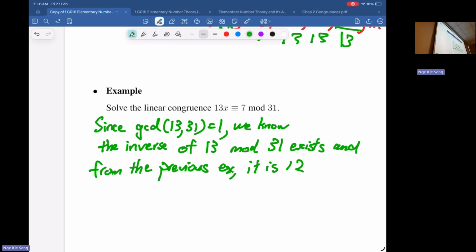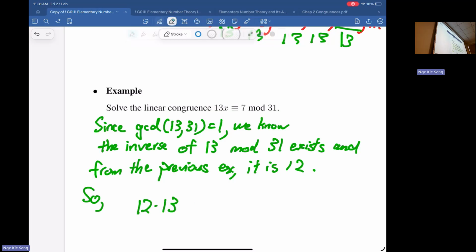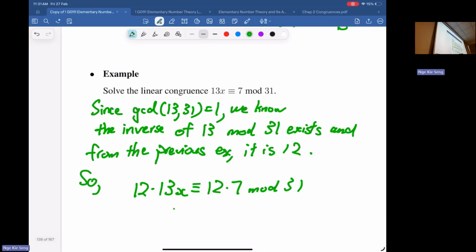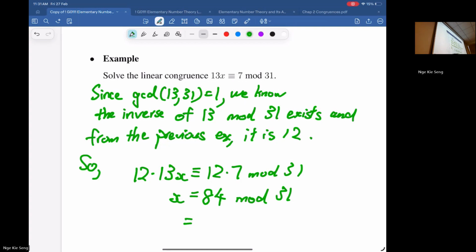So what can we do? Remember that we can just multiply 12 on both sides. Still remember, our congruence will preserve under multiplication. Why is this nice? Because these will exactly return me x on one side. So we just need to compute what's on the other side. The other side is 84. So what is 84 mod 31? 22. So x is 22.